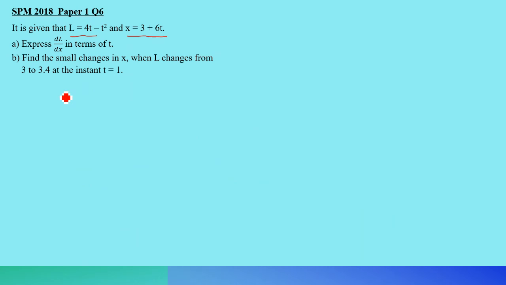So you want to find L in terms of x, so you want to find dL over dx. So what we have is, I separate the dL dx. What we know is L is in terms of t, so therefore you put dt dx. So this is the same as dL over dt times, because x is a function of t, 1 over dx over dt.